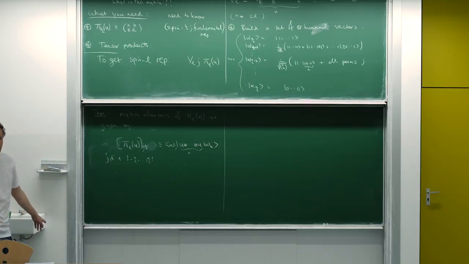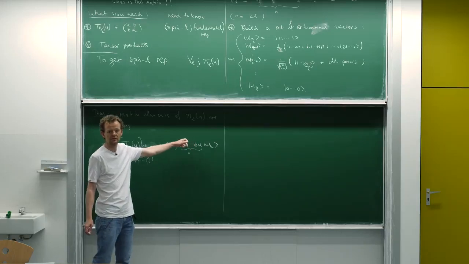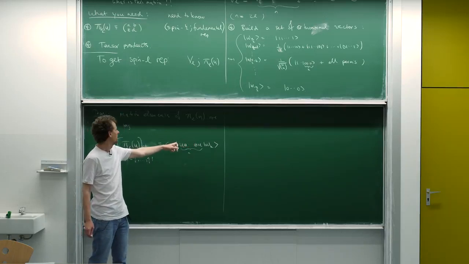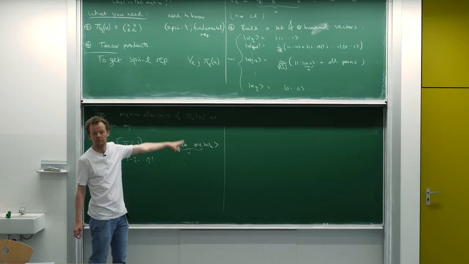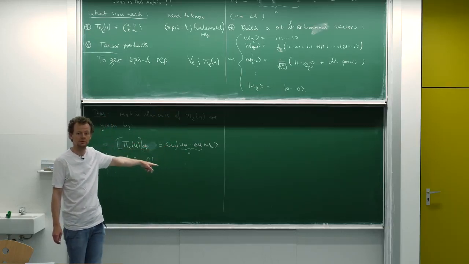It's a little bit complicated to calculate these numbers, as it must be, right? It's not trivial to calculate these numbers. But it's a very efficient way to remember them. And it works pretty well for low spin representations as well.